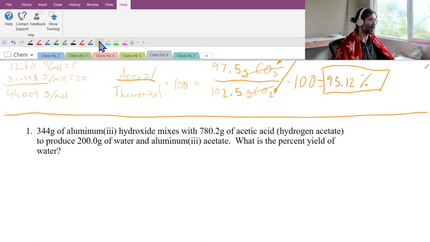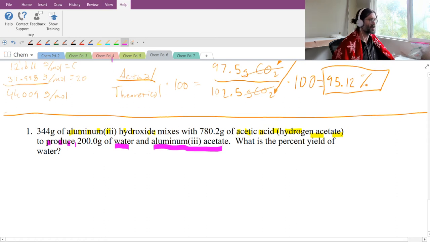So remember, let's do this. These are our reactants. And over here we have our products, purple for products: water and aluminum acetate. What is the percent yield of water? Percent yield of water is the thing that we're looking for. And let's go. What's step one? Step one's easy, right? Write a balanced molecular formula.